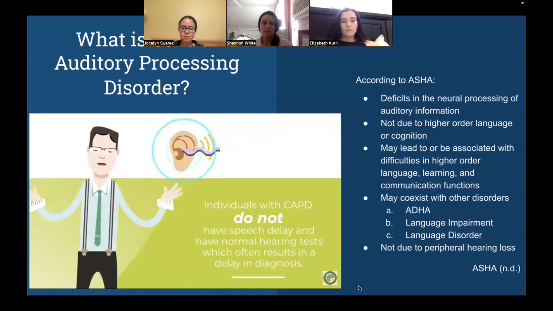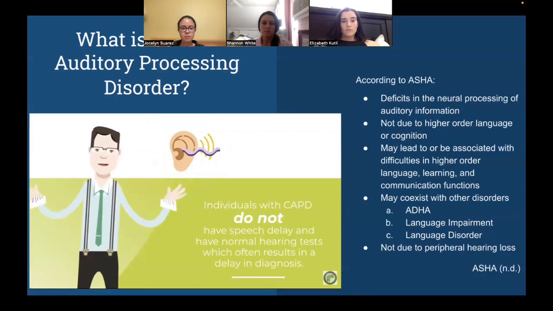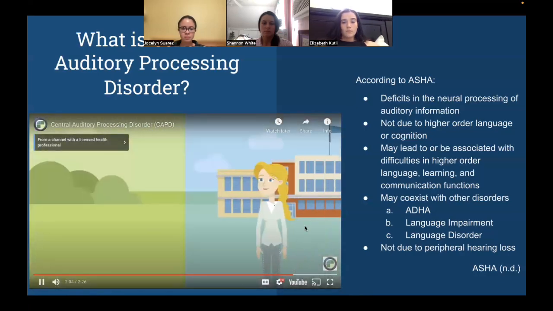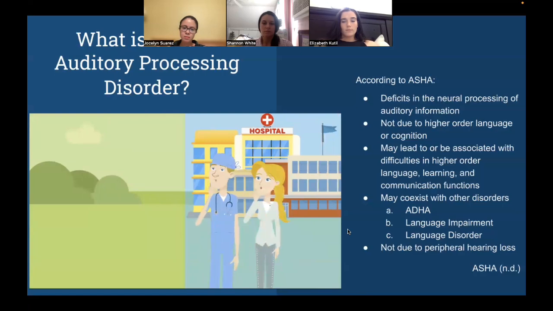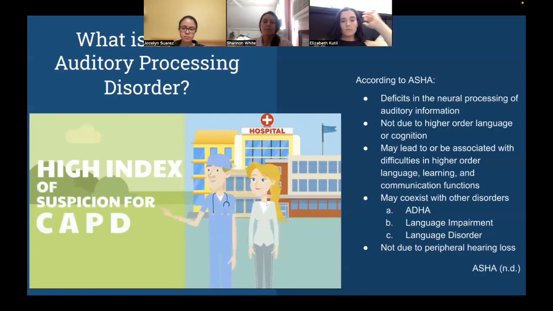CAPD is often considered the ear version of dyslexia, which is a visual processing disorder. As such, educators and healthcare professionals should maintain a high index of suspicion for CAPD whenever there is concern for accurate verbal comprehension in spite of a normal hearing test.